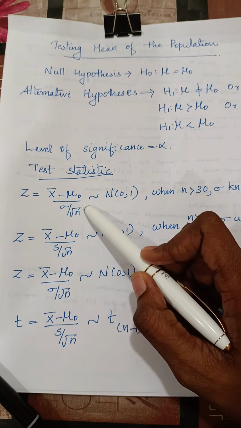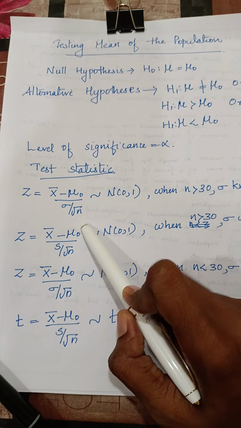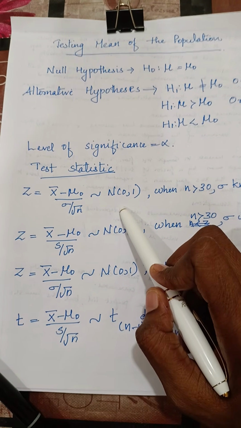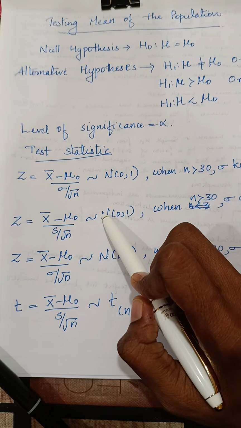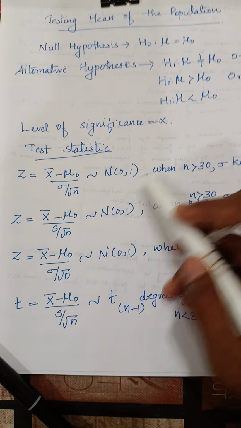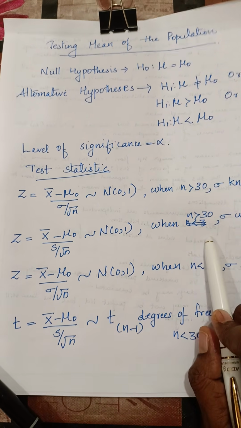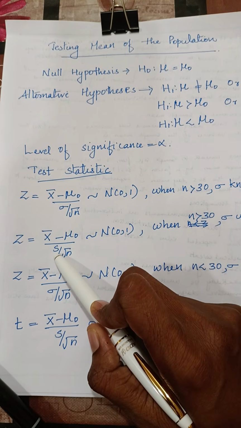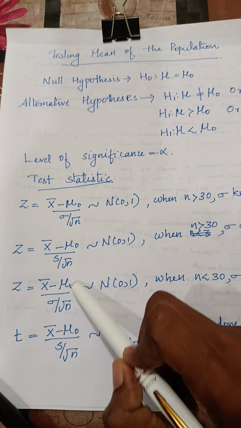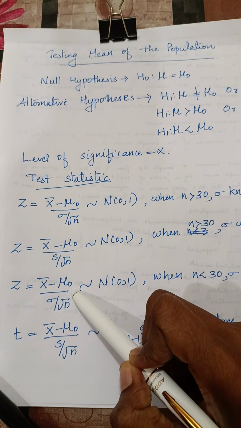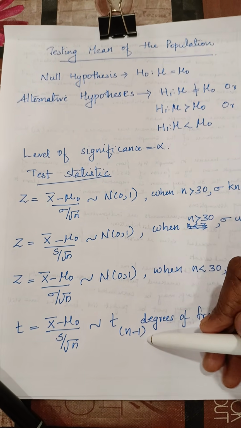Okay, so when sigma is known, this will be our test statistic: x bar minus mu naught divided by sigma by root n, and this follows the standard normal distribution. So the probability distribution of the test statistic here is the standard normal distribution. And if the sample size n is large and sigma is unknown, then this sigma will be replaced by the sample standard deviation s. So this is our test statistic then: x bar minus mu naught divided by s by root n. And next we are going to discuss the case when the sample size is less than 30.